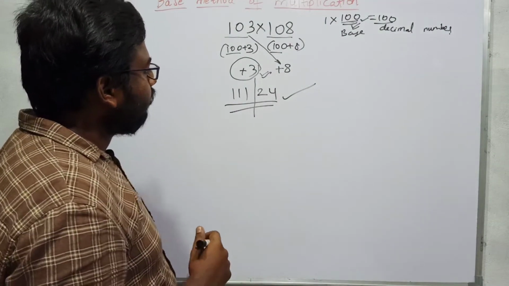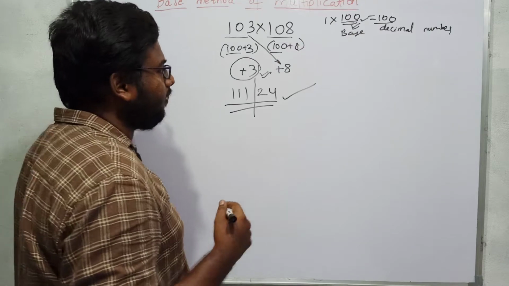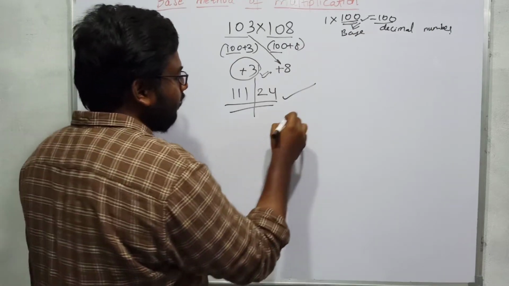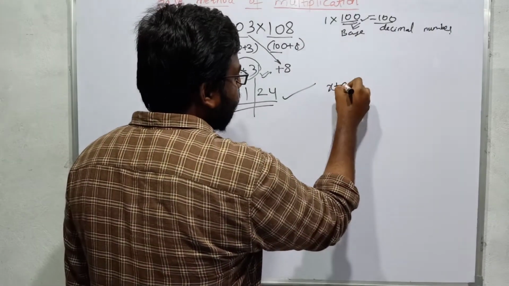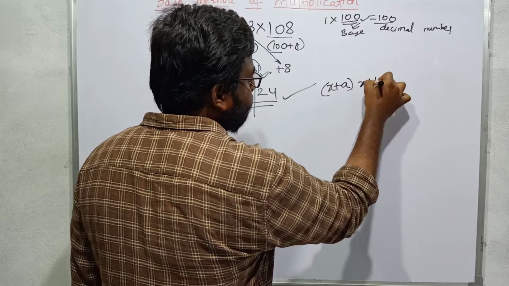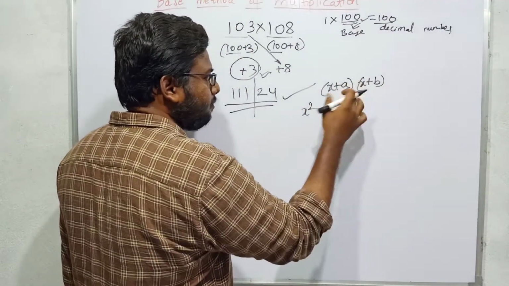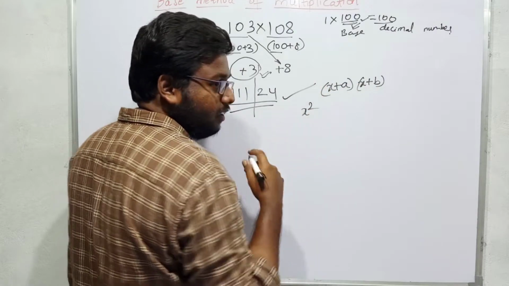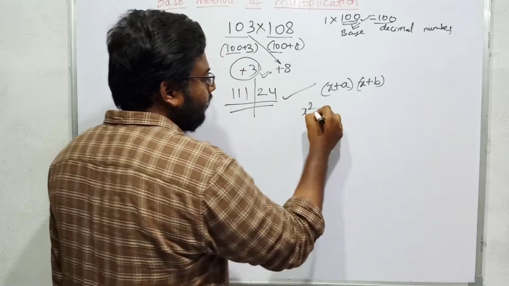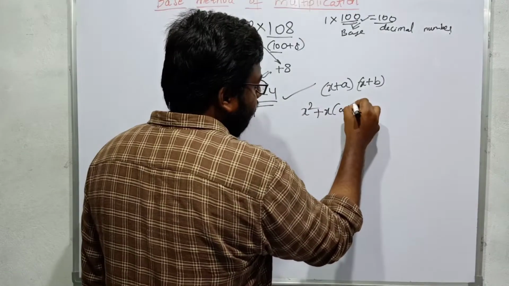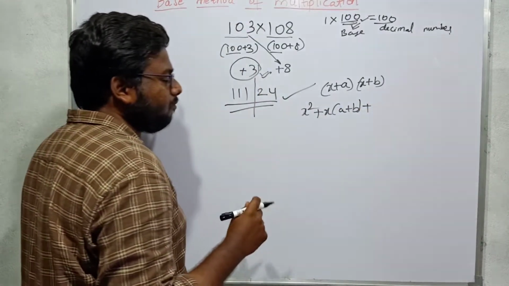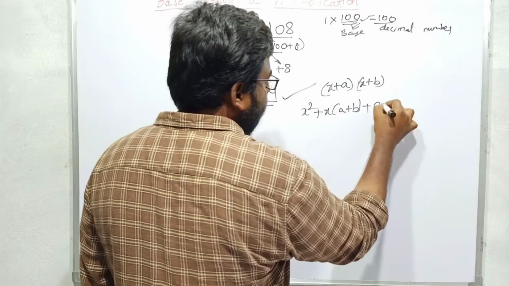If you are curious about how this trick is derived, you can derive it like this. For example, if I have to calculate x plus a into x plus b, I get x into x plus b plus a into x plus b. This result should be in mind: x into a plus b. You have to have this result in mind because this is a very important result.